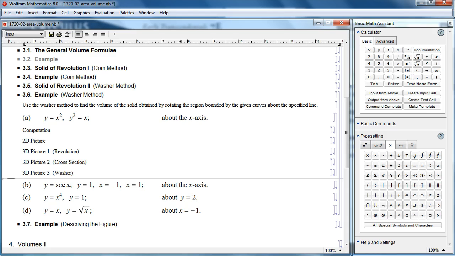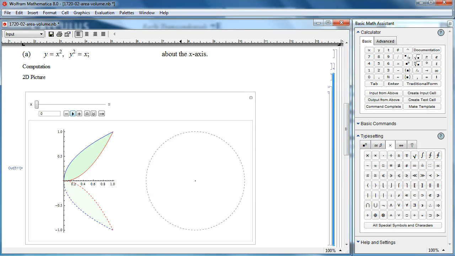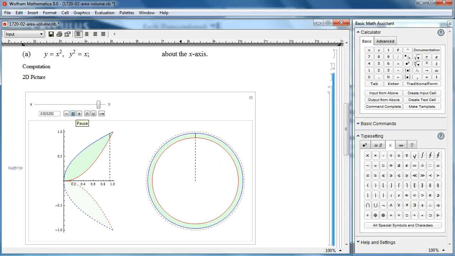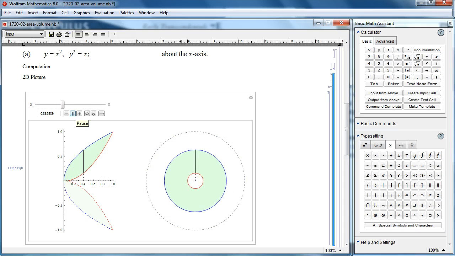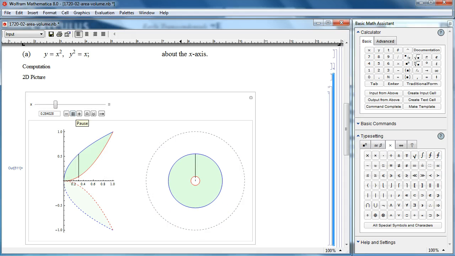Here, y equals x squared and y squared equals x. Those are the red parabola and the blue parabola in the first quadrant. The area, the green region captured by these two curves, is being rotated with respect to the x-axis. And if I change my x-coordinate value from 0 to 1, you can see the radii change, the blue circle and the red circle on the right hand side. Please remember the right hand side picture.